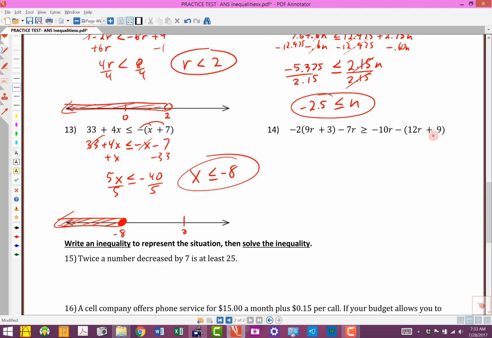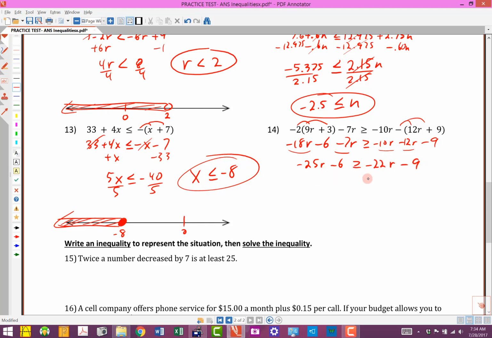And then last one, look at this big ugly thing here. So let's go ahead and distribute through. Negative 18r minus 6 minus 7r. Not changing the direction because all we're doing is simplifying. Negative 10r minus 12r plus, that is going to be a minus 9. Let's make sure we get that right. Okay, collect like terms. Putting these together, we get negative 25r minus 6. Putting these together, we get negative 22r minus 9.